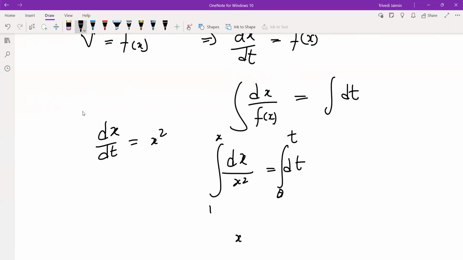Okay. What will be n on the left side? Minus 2. Exactly. Don't forget this minus sign. Plus 1, minus 2 plus 1. Limits 1 to x, which equals t, limits 0 to t.